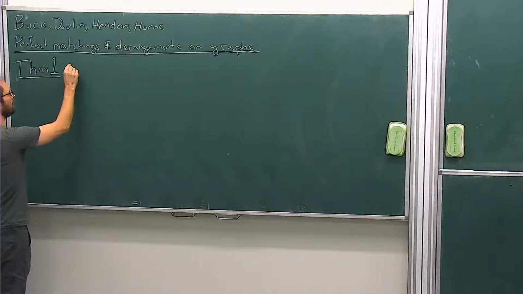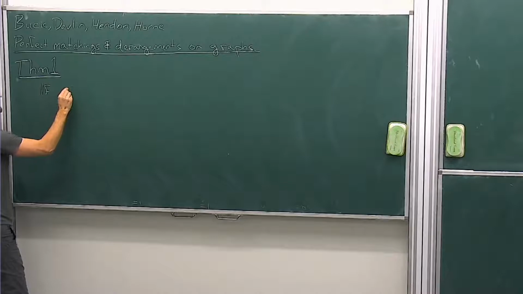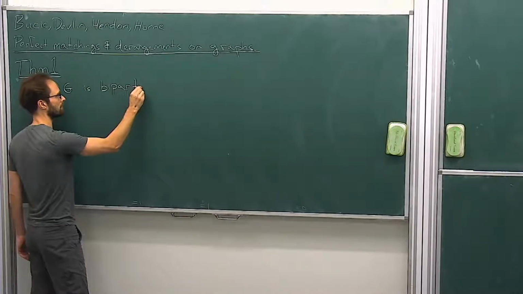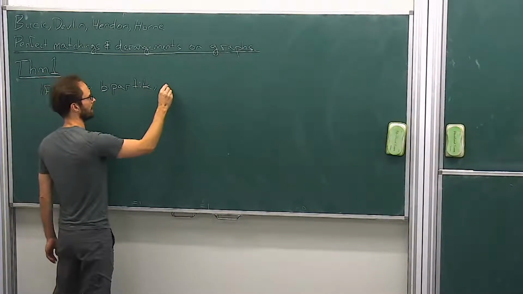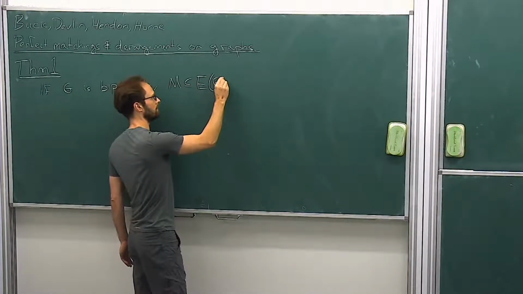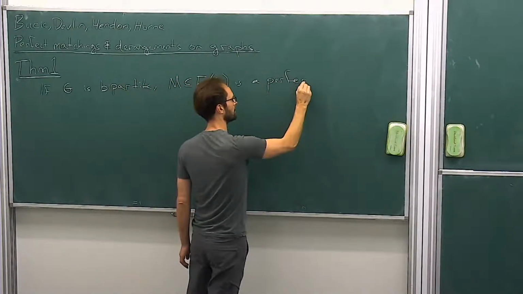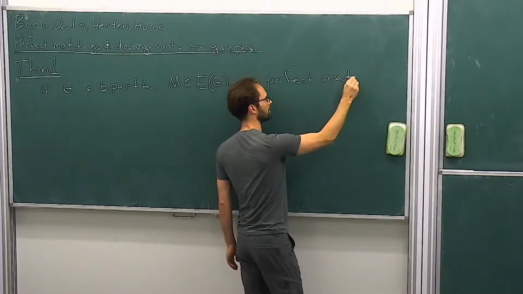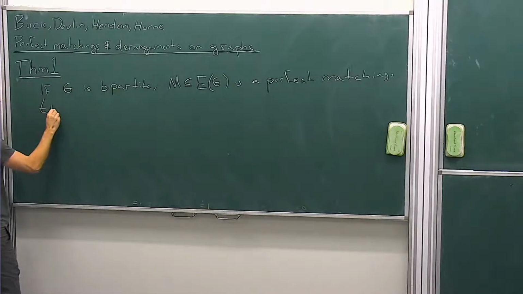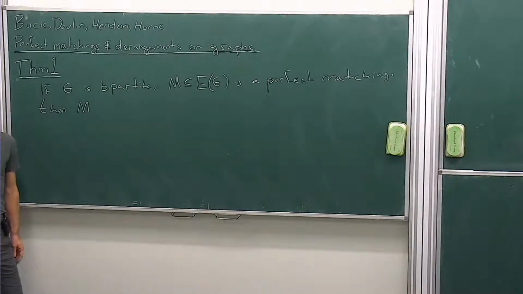Theorem 1: suppose we have a bipartite graph. So if G is bipartite, and M is a perfect matching, then M intersects at least half of the other perfect matchings in G.